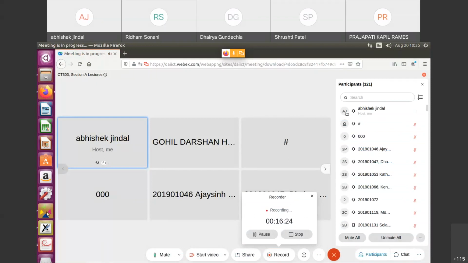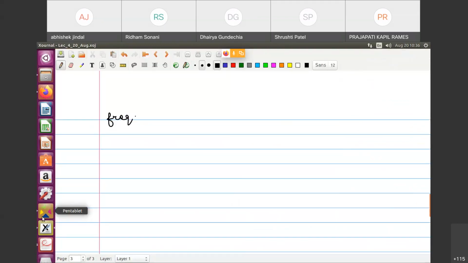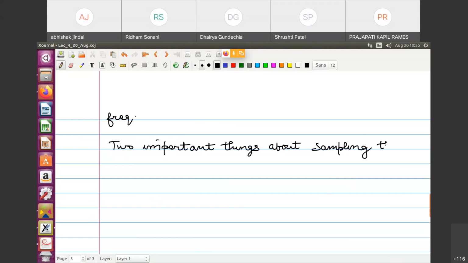So now let us start. There are two important things which I need to discuss with regard to sampling, which are generally asked at a lot of places. So two important things. First one is the band pass signal, instead of band limited or baseband. Band pass signal. What will you do?